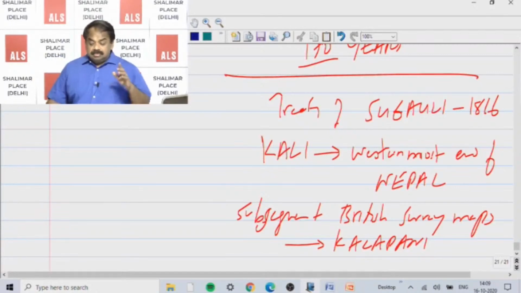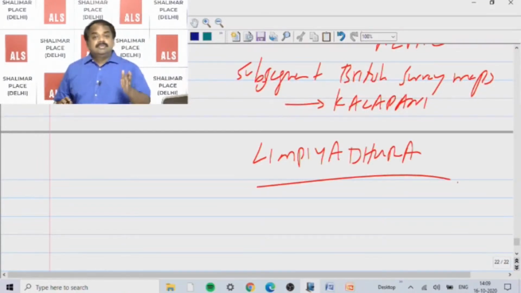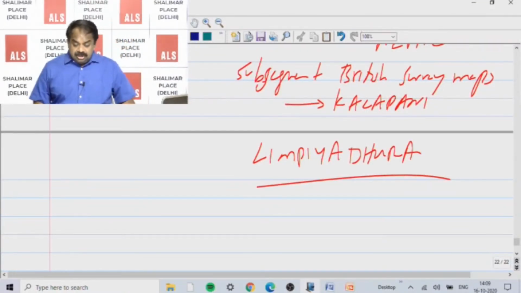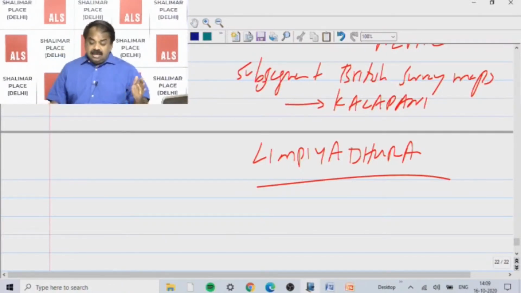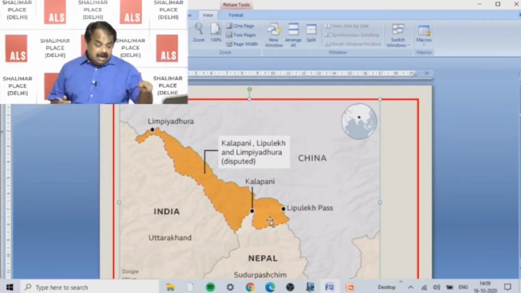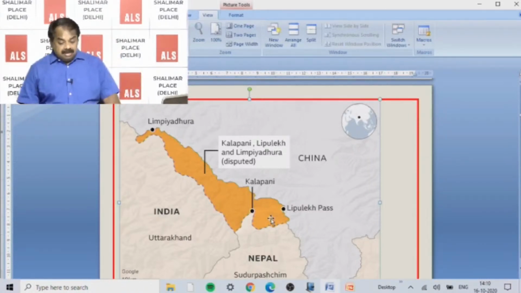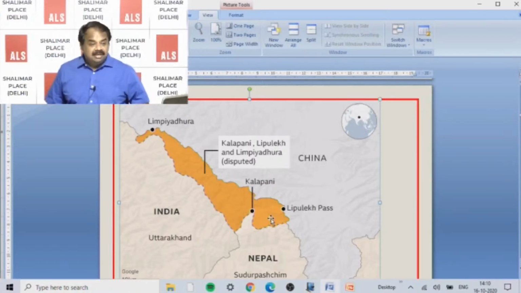But now Nepal says it is Limbiadhura, that one of the tributaries of Kali is starting from Limbiadhura, and Nepal claims that is the origin of Kali. But India says a ridge line from Lipule to Kalapani should be the boundary. That is what India was saying, but now India is saying the whole valley also is part of it. If Nepal is saying that, we are also not leaving. We are saying the whole valley also.